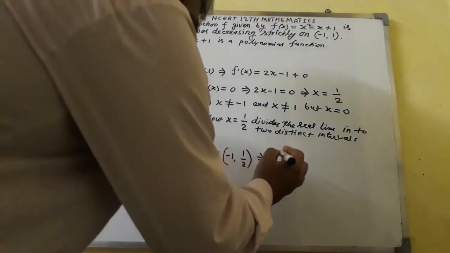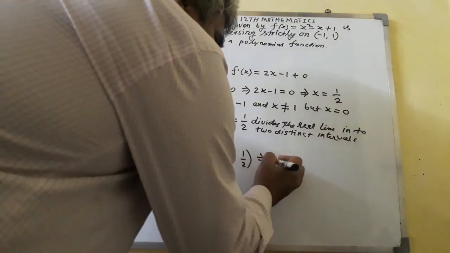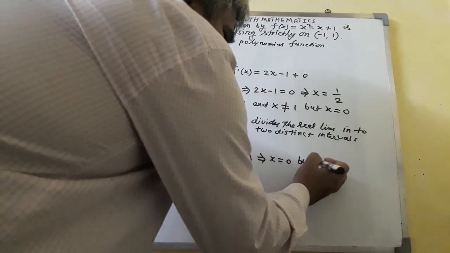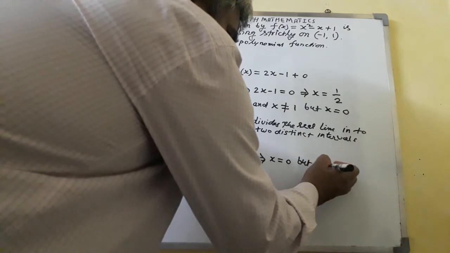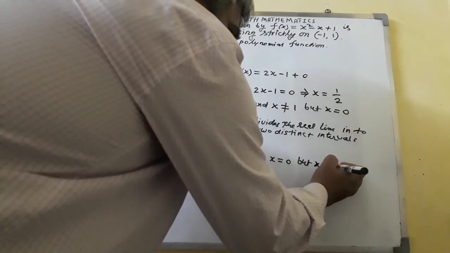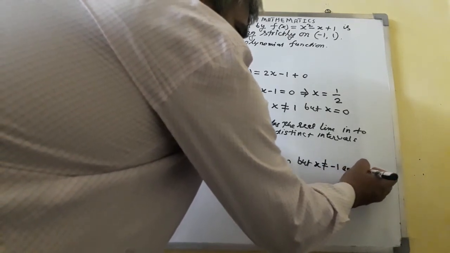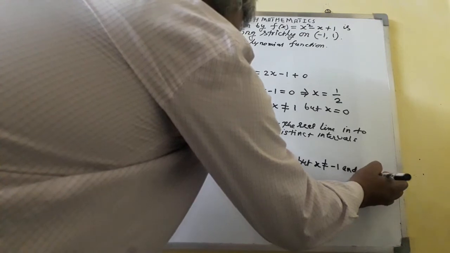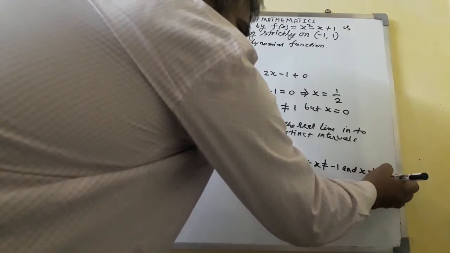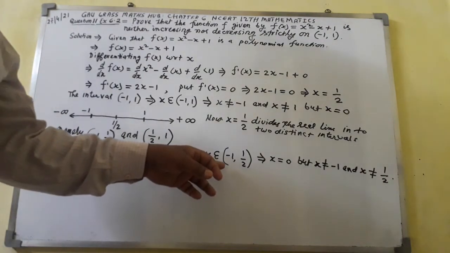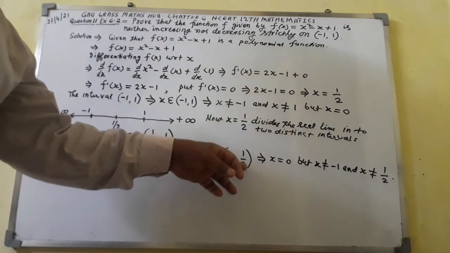This means that x equal to 0 we will get, but x is not equal to -1 and x is not equal to 1 over 2. This is the scenario. x belongs to the open interval -1 comma 1 over 2.